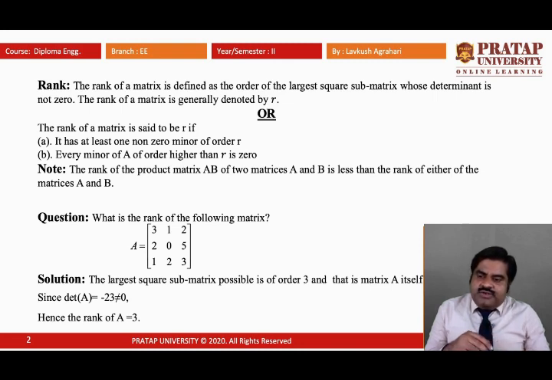Now we are going to discuss the examples on the rank. For example, we are having a square matrix of order 3. If we calculate the determinant of this matrix, we can find the determinant of matrix A is minus 23, which is not equal to 0. So we can say that the rank of the matrix is 3.